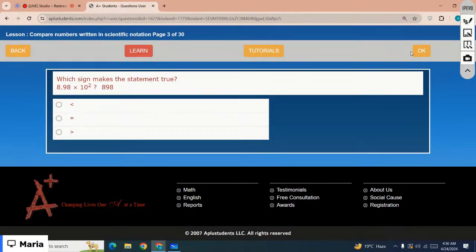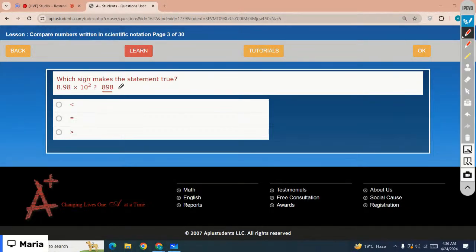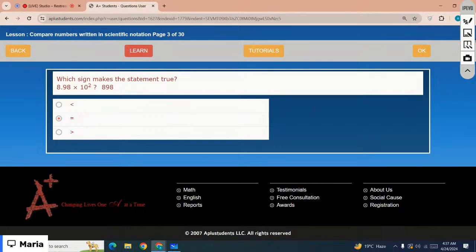Which sign makes the statement true? 8.98 times 10 exponent 2 and 898. So which is the correct option? They both are exactly equal, right? If you write this 898 in scientific notation, you have to move the decimal point two places left. So that would be 8.98 times 10 exponent 2. And this is already 8.98 times 10 exponent 2, right? So they both are exactly equal. The correct option is equal.